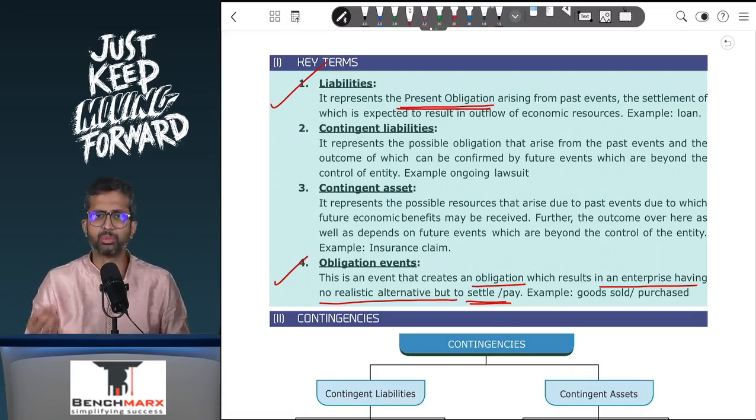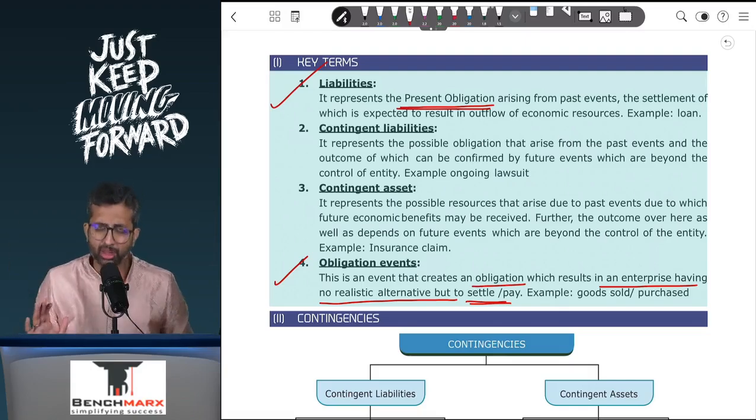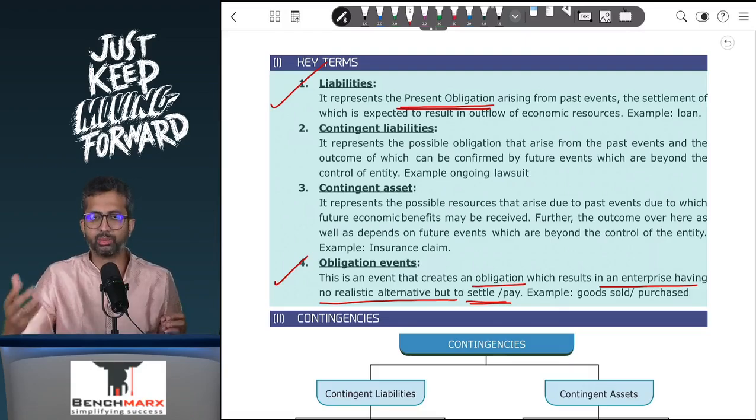Or if there's a credit purchase which has an invoice value of 10,000, I know I have to pay 10,000, in which case I'll record a liability. However, if there's a present obligation where there is some uncertainty involved in the measurement, for example, I don't know how much will be the repair cost.